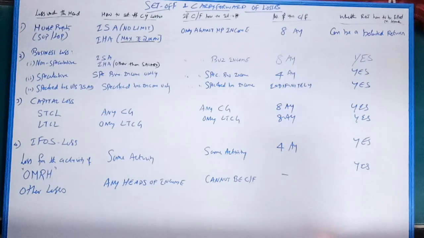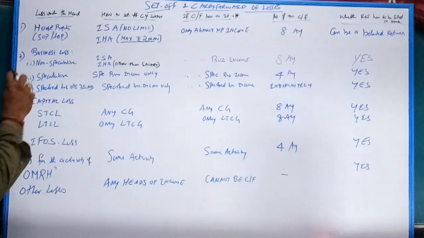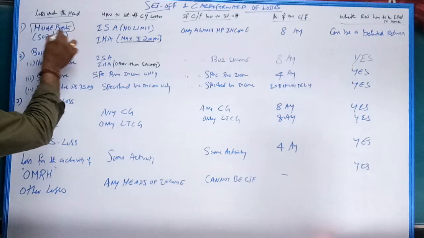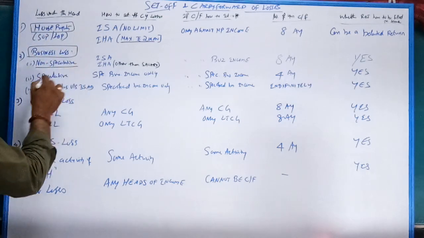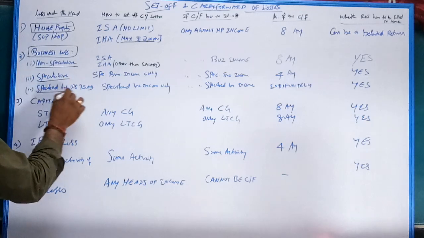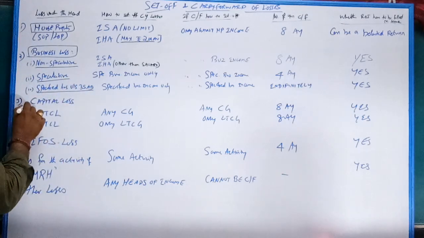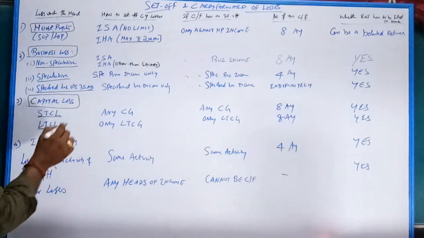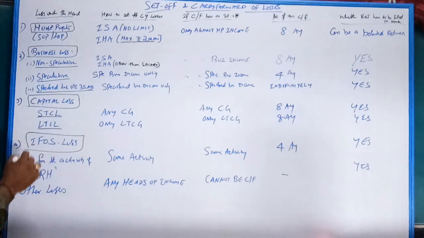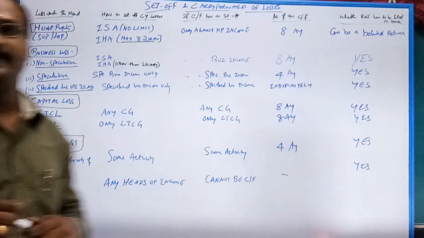Loss under the head: number 1, house property. Number 2, business loss, under that non-speculative, speculative, and specified business under section 35AD. Capital loss, under that short-term capital loss and long-term capital loss. Income from other sources, under that loss from the activity of owning and maintaining racehorses, and other losses. We'll see them one by one.